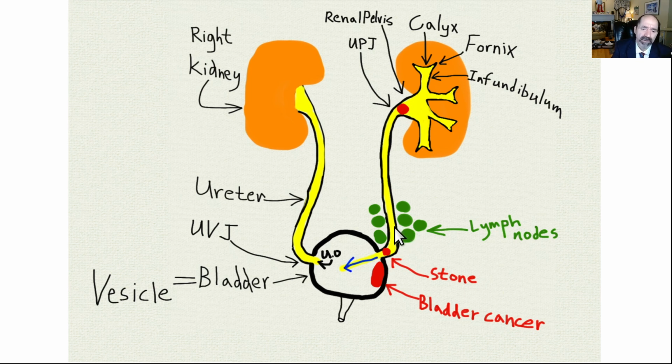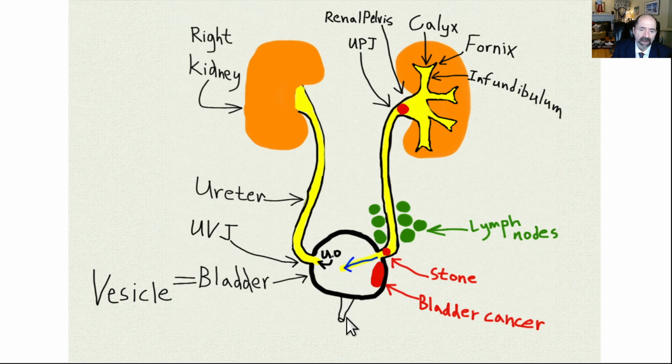Distal ureter, common spot to get obstructed by enlarged lymph nodes from cancer. Stones often lodge at the junction of the ureter with the urinary bladder. That's called UO, ureteral orifice. UVJ is ureterovesical junction. Bladder is also called the vesicle. Cancer will sometimes grow up and cover this.